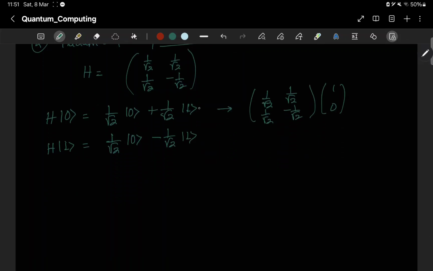And as you might remember, this is our plus state and this is our minus state. So applying a Hadamard operation to the 0 state gives us the plus state, and applying the Hadamard operation on the 1 state gives the minus state.